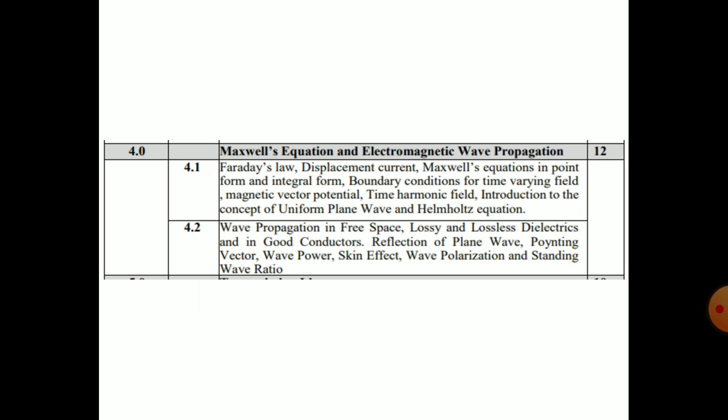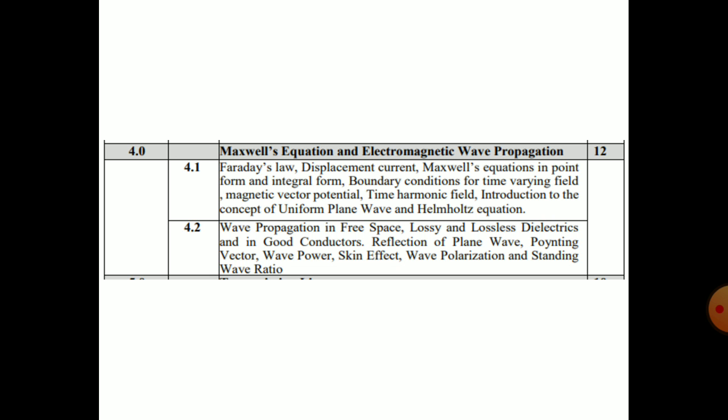Next part, that is the fourth topic, Maxwell equations and electromagnetic wave propagation. Maxwell's equations, as I said, are a combination of the electric field and the magnetic field. So what was the reason that Maxwell used these electric field theorems and magnetic field theorems, and how he made changes in them, that is elaborated in this chapter.